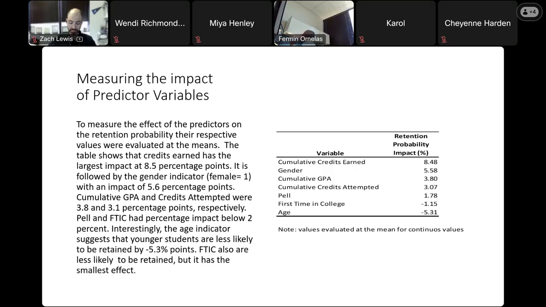And the whole idea is to give the advisors a sense for what happens when a given variable is in the model, and depending on how important that variable is in the model to predict the outcome of interest, whether it be persistence, whether it be retention. Right? Can we go to the next slide?